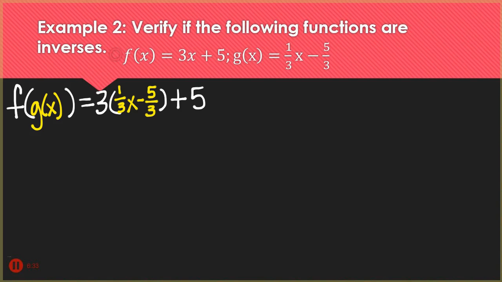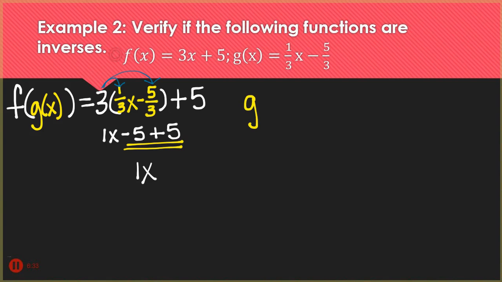Okay, so now we're ready to distribute. And when you multiply a number by its denominator, it just clears the fraction. And that's going to result in 1x minus 5 plus 5. And when we combine our like terms, the negative 5 and a positive 5 cancel out. So I have 1x left. So let's check going the opposite direction.